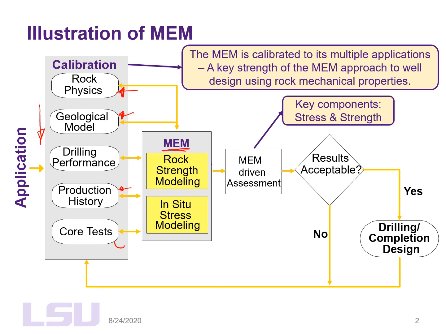If you have core data, you can also incorporate that into your mechanical earth model, because that's also hard data. You can get the rock strength and the elastic properties, meaning Young modulus and Poisson ratio, which we talked about in the previous slide.